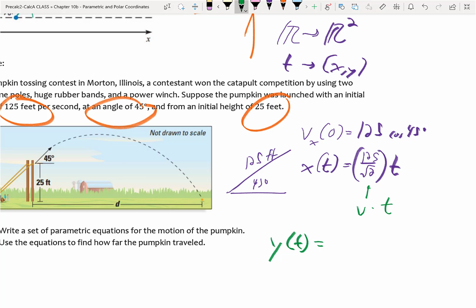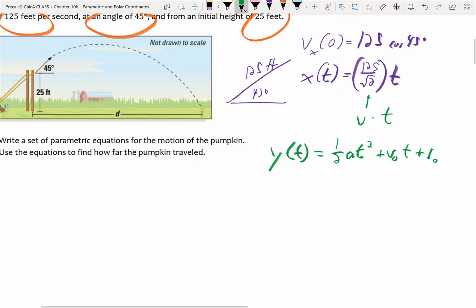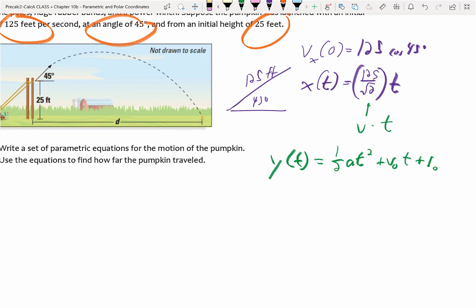Many of you guys know, and I'm just going to throw this down for those who don't, you don't have to memorize this, that the projectile motion equation, when influenced by gravity, is something like this: 1/2 a t squared plus v sub 0 t plus s sub 0. And in this case, it'd be plus y sub 0, because I'm actually talking about a y position.